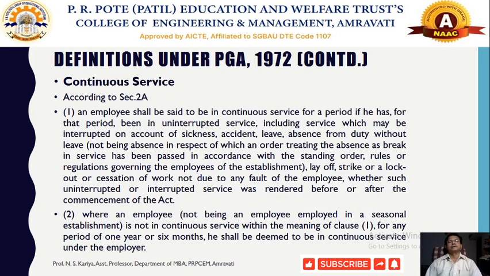Continuous service. Continuous service means an uninterrupted service for a minimum period of 5 years, as specified under Section 2A. Under Section 2A, the length of service of that particular employee needs to be calculated very appropriately using the different clauses. An employee shall be said to be in continuous service for a period if he has been in uninterrupted service for that period.